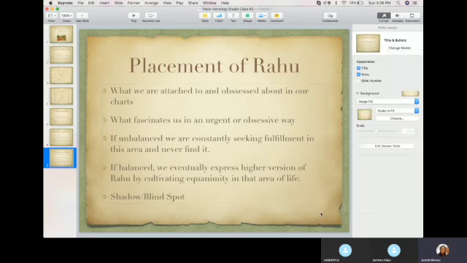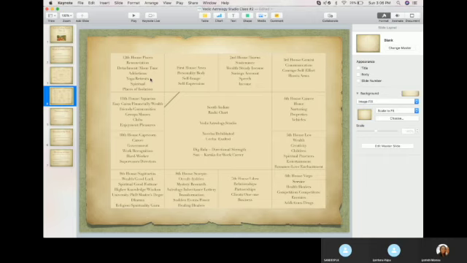It is where we're obsessed about something and we don't realize it. We think it's normal. We think it's normal for everyone to feel that way about that domain in life. We don't realize that we're actually obsessed and compulsive about it, and it's not normal. So you can go through these significations and you can see what Rahu is obsessed about in a person's chart.